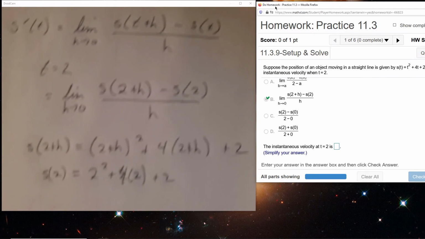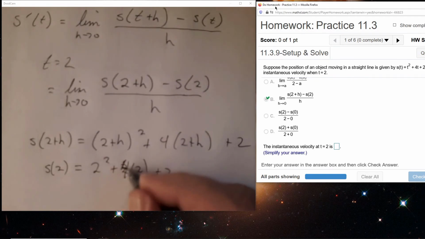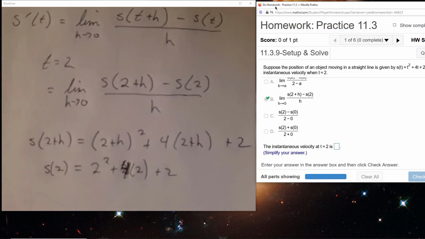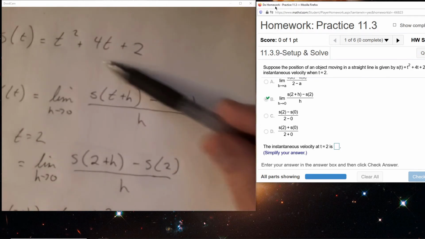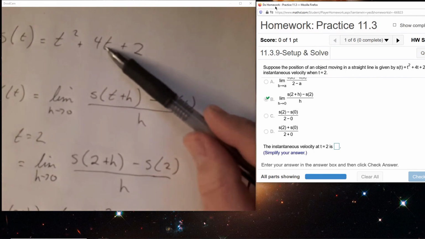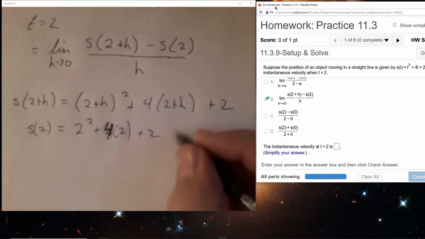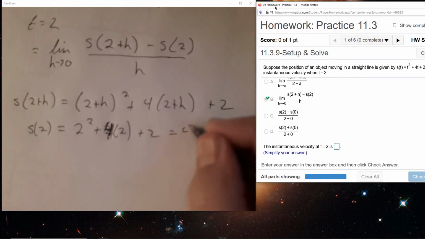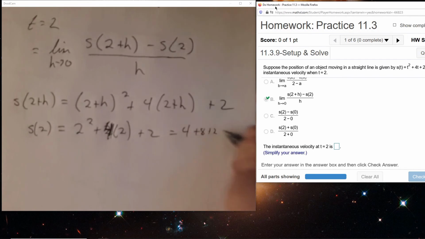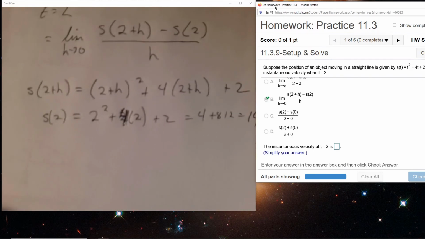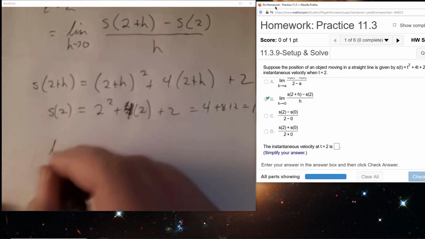Oops, made a little error there. It's meant to be a 4 there. So 2 squared plus 4 times 2 plus 2 gives us our s of 2. And this is just a number here we can figure out. So we've got 4 plus 8 plus 2 to give us 14. And let's go ahead and plug that into the limit.